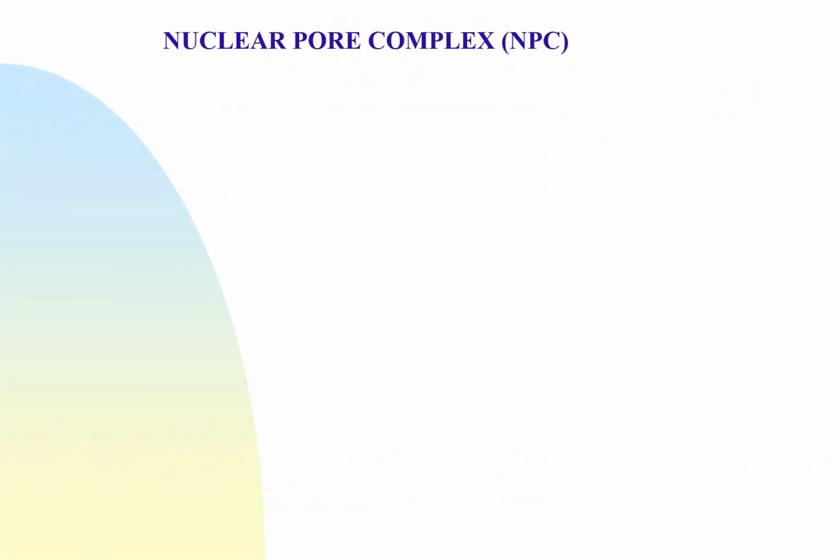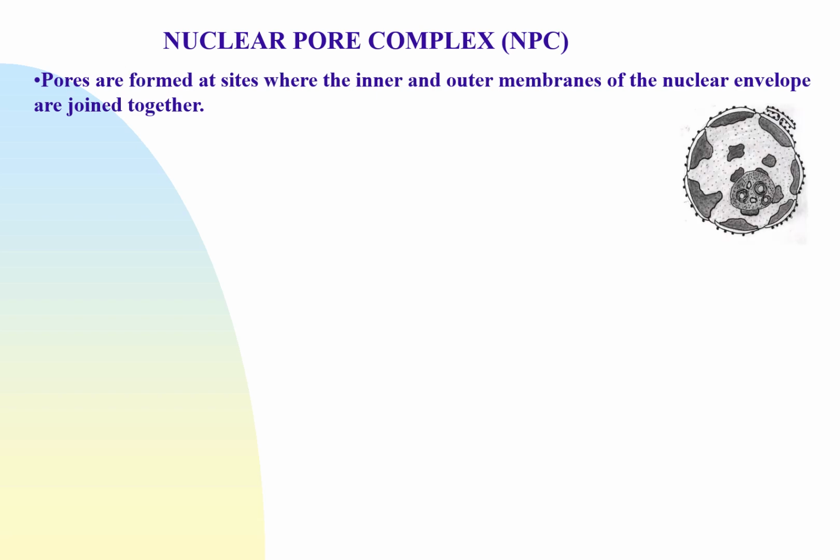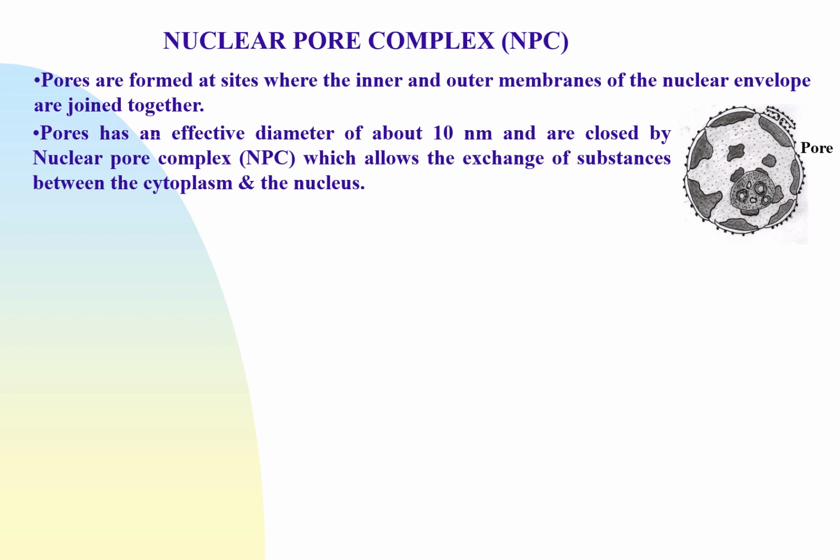Nuclear pore complex. Pores are formed at sites where the inner and outer membranes of the nuclear envelope are joined together. Pores have an effective diameter of about 10 nanometers and are closed by nuclear pore complex, NPC, which allows the exchange of substances between the cytoplasm and the nucleus.